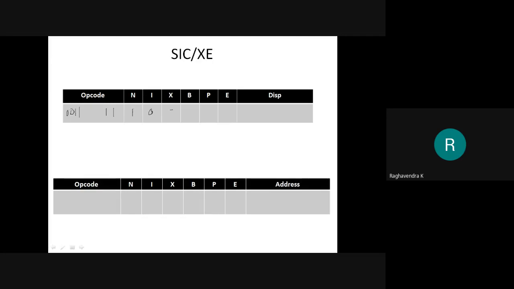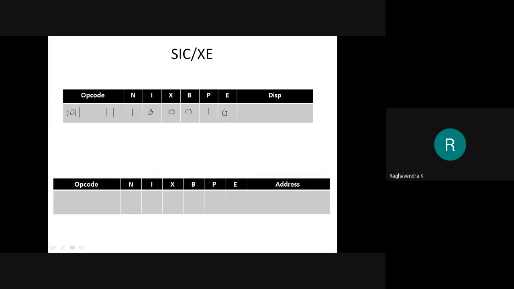Now, am I using X? No. Am I using B? No. Of course, we might be using PC. Why? Because there is a label. So whenever there is a label in an instruction format 3, just know that you are supposed to use some sort of relative addressing mode. So I'm now assuming that I'm using PC relative addressing mode. Extended format is 0.